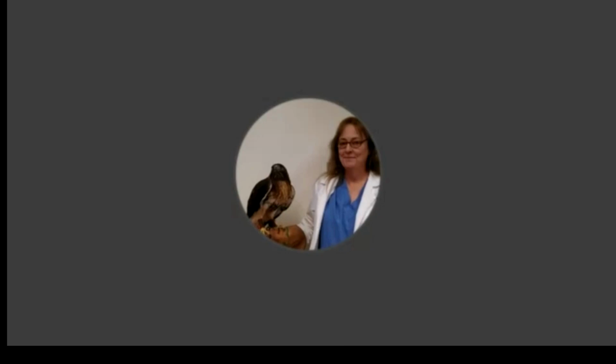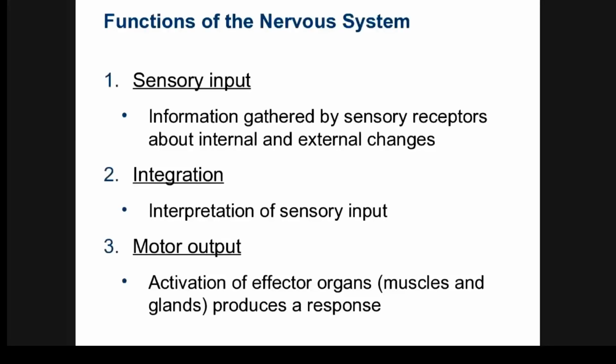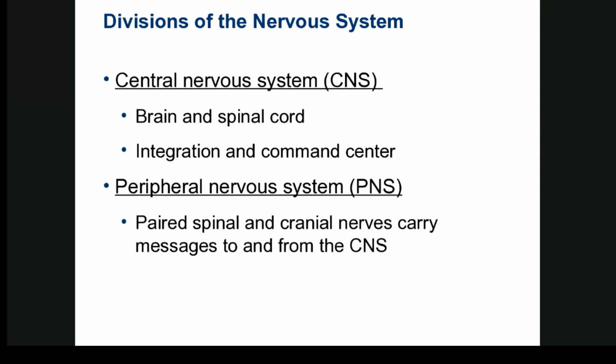Today we're going to talk about functions of the nervous system and general nervous system subjects. But the first thing, the functions of the nervous system can be basically summed up in sensory input, that's gathered sensations, integration, which means interpreting and deciding what to do with that input, and then motor output, that's the reaction of an effector organ such as a muscle or gland.